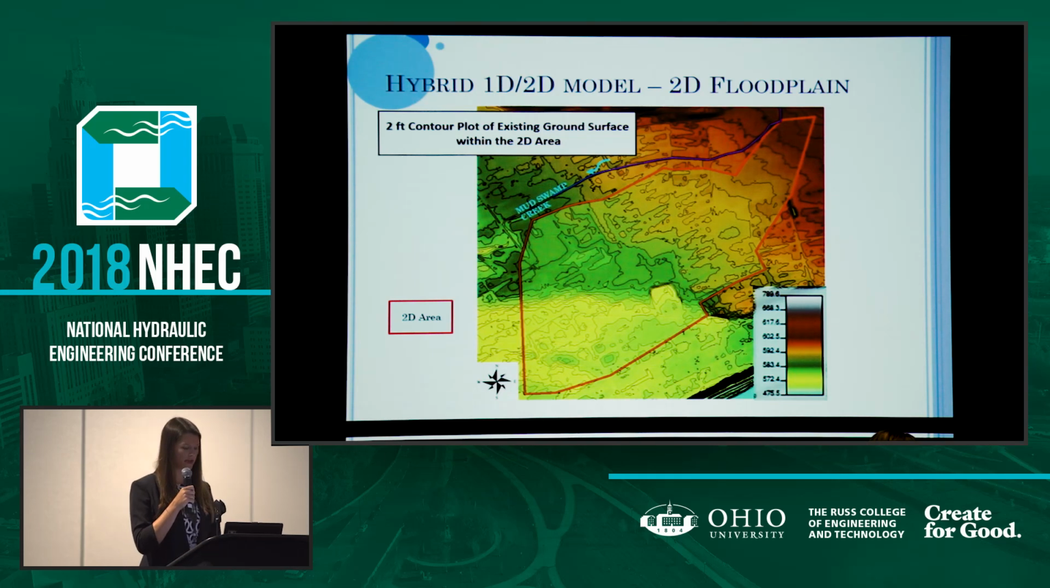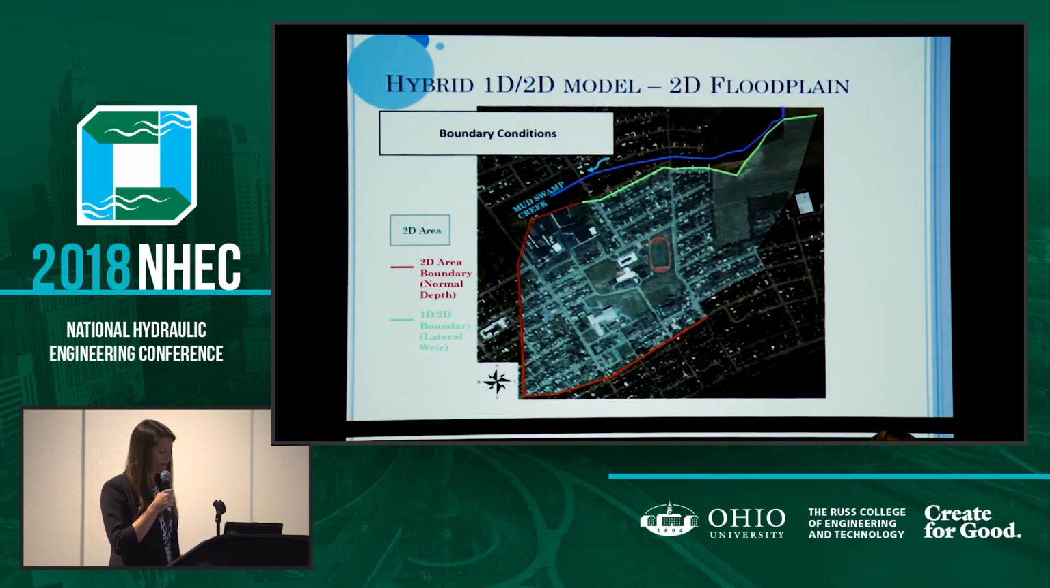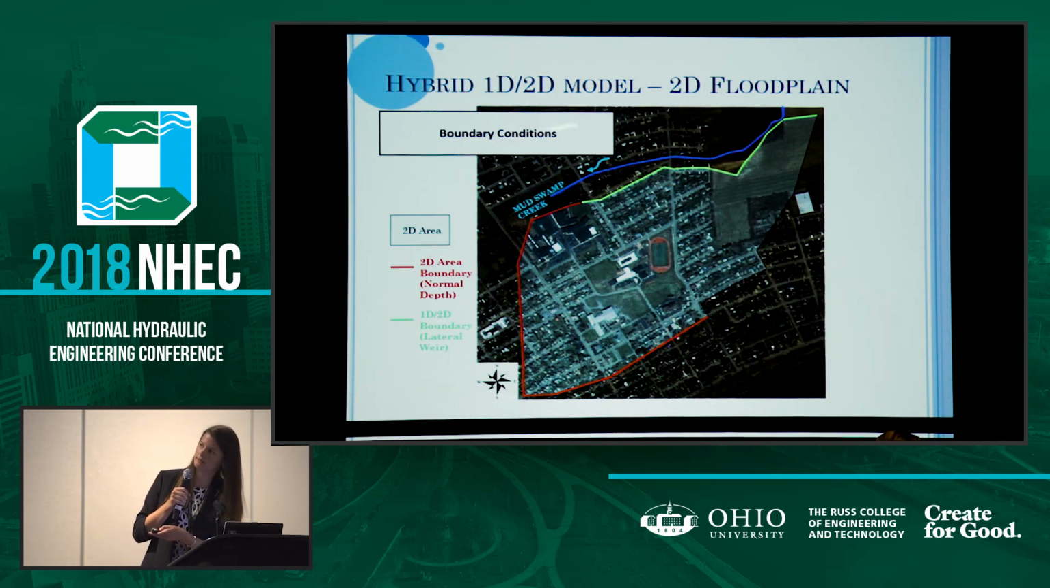So our next few slides are going to focus on the 2D area of the model. The red boundary outlines our 2D area. And we're also looking at the contours for existing ground elevations. This is plotted using HEC-RAS Mapper. The boundary conditions of our 2D area consisted of the lateral weir in green and also a normal depth in red on the southern and western edges of the grid.